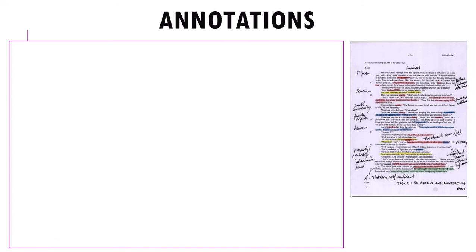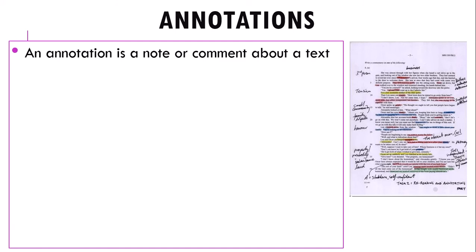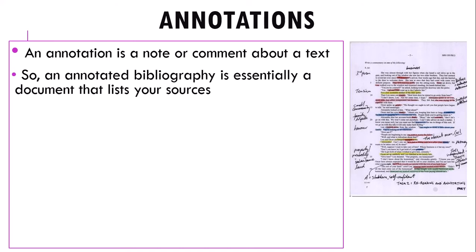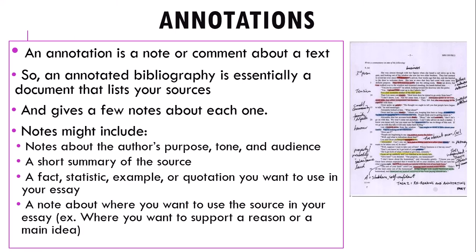Annotations. This is someone annotating what looks like a textbook, and you can see they're taking notes, and that's basically what it is. An annotation is a note or comment about a text. So an annotated bibliography is essentially a document that lists the sources, has that citation that we just talked about, and then gives a few notes about each one. And notes would be different depending on what your instructor has assigned.